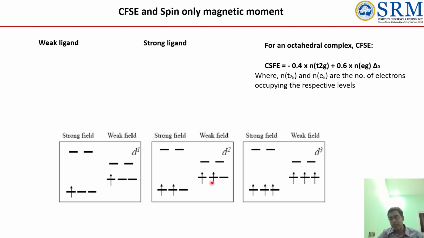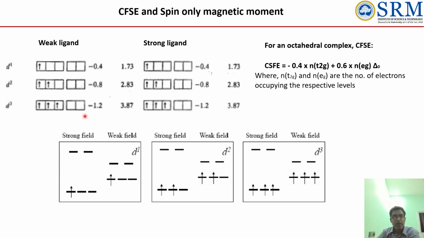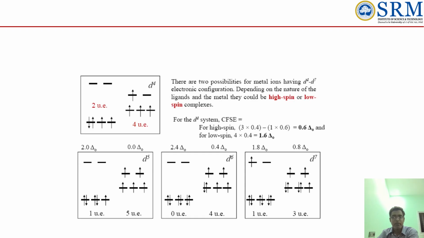Two electrons in the t2g are going to be stabilizing in both the cases, weak and strong field. In d3, again the same thing. There is no change with respect to the strong or weak ligand. But always remember the delta O varies from complex to complex. Hence, these values will change. So this is minus 0.4 for d1, minus 0.8 for d2, whether it is weak or strong. In both cases, this is the scenario. In d3, you have minus 1.2 as the CFSE stabilization factor.